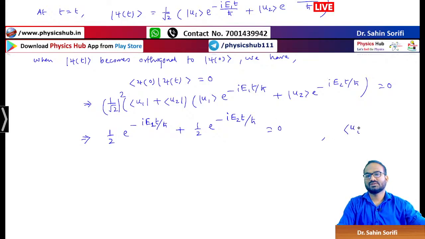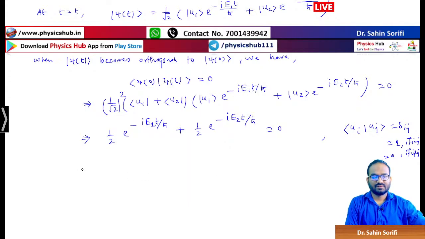The scalar product of u i and u j is delta i j, 1 if i is equal to j, 0 if i is not equal to j. So half is absorbed, so what you are left with is e to the power minus i E1 t by h cut equals minus e to the power minus i E2 t by h cut.